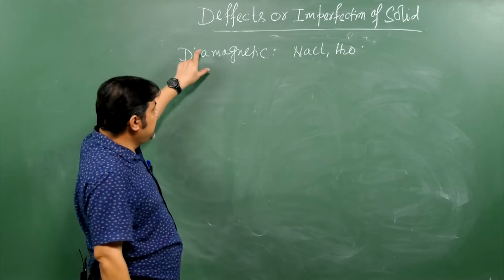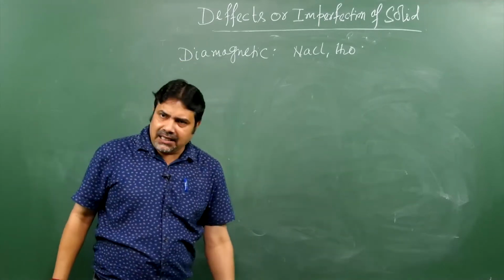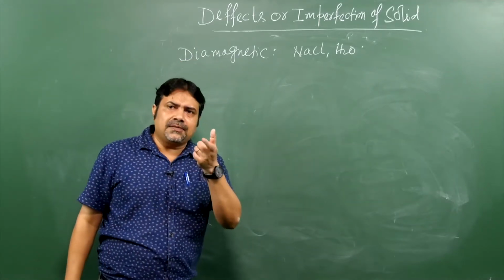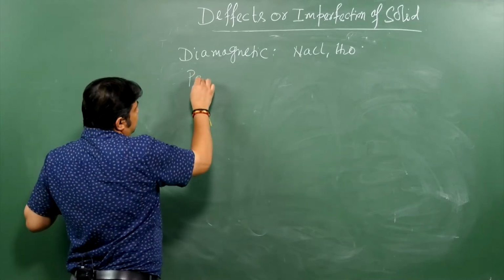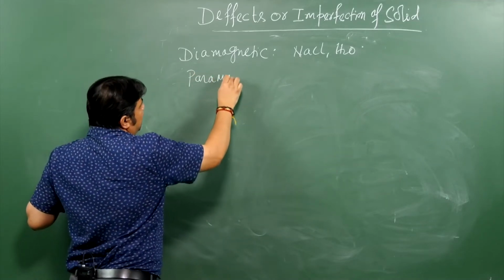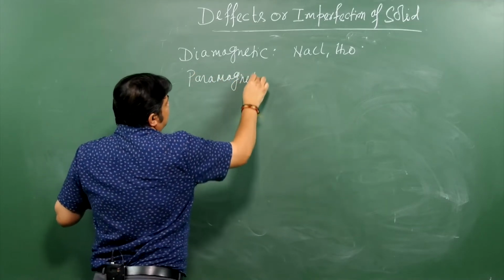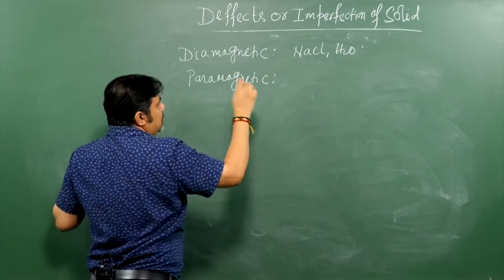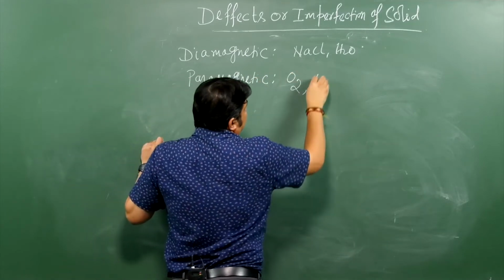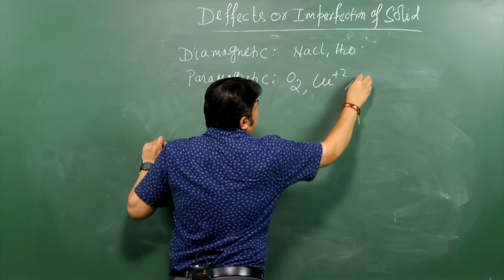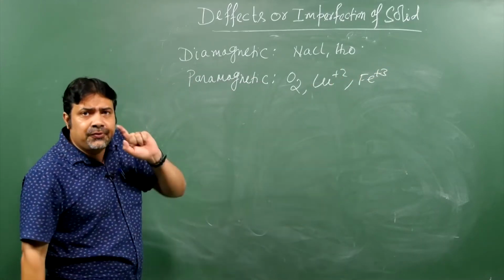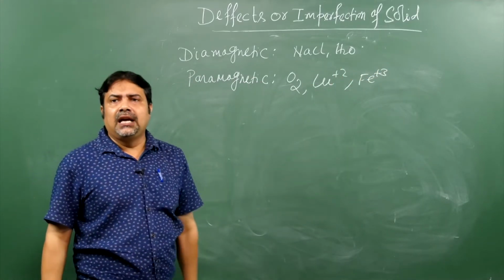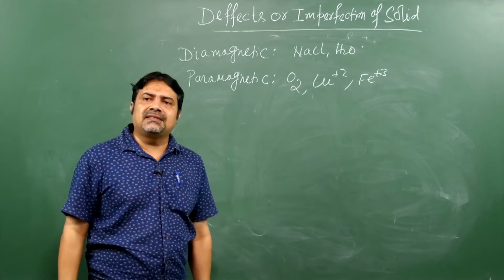Diamagnetic means there is no unpaired electron, and it will not be influenced by the external magnetic field. Whereas a paramagnetic substance is a substance like oxygen, like copper plus 2, like iron plus 2. It has unpaired electrons, and it is influenced by the external magnetic field. That is called a paramagnetic substance.